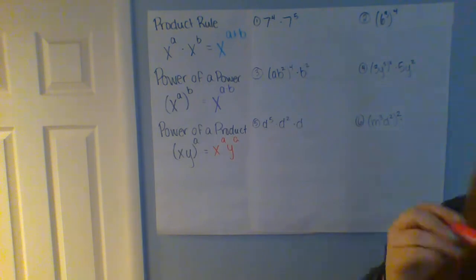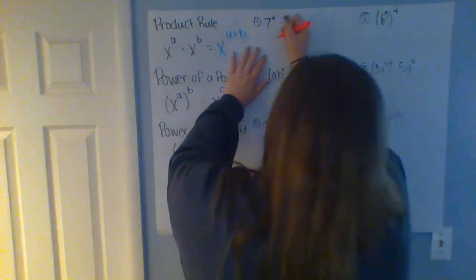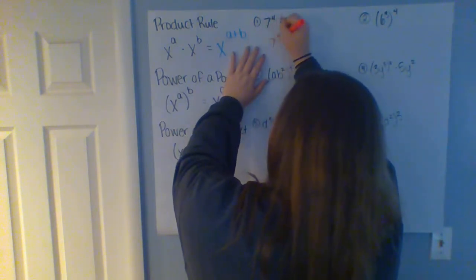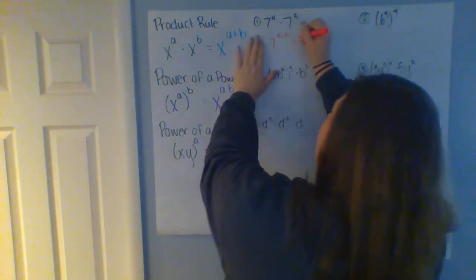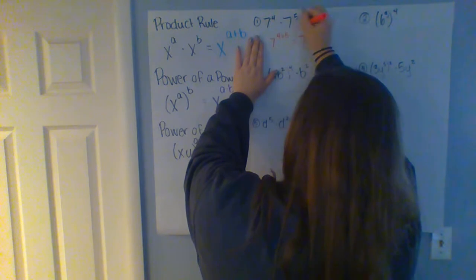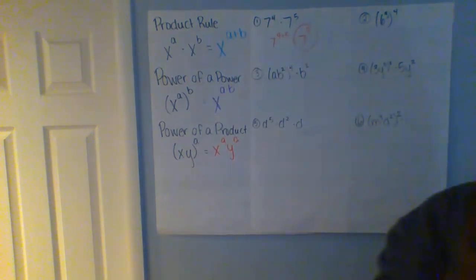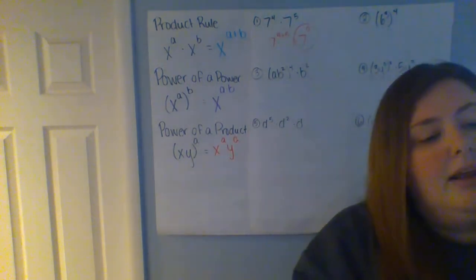So this one will end up being 7 to the 4 plus 5. 4 plus 5 is 9, so it becomes 7 to the 9th power. And that's our answer for that one.